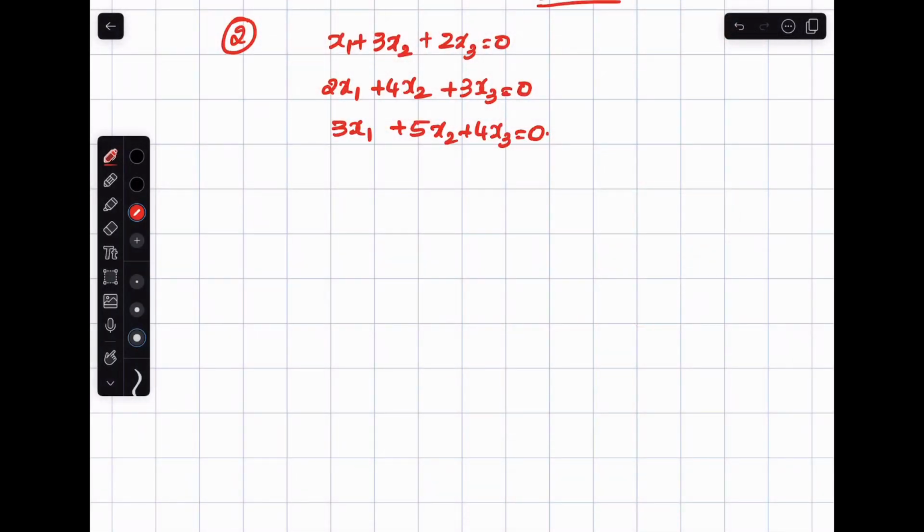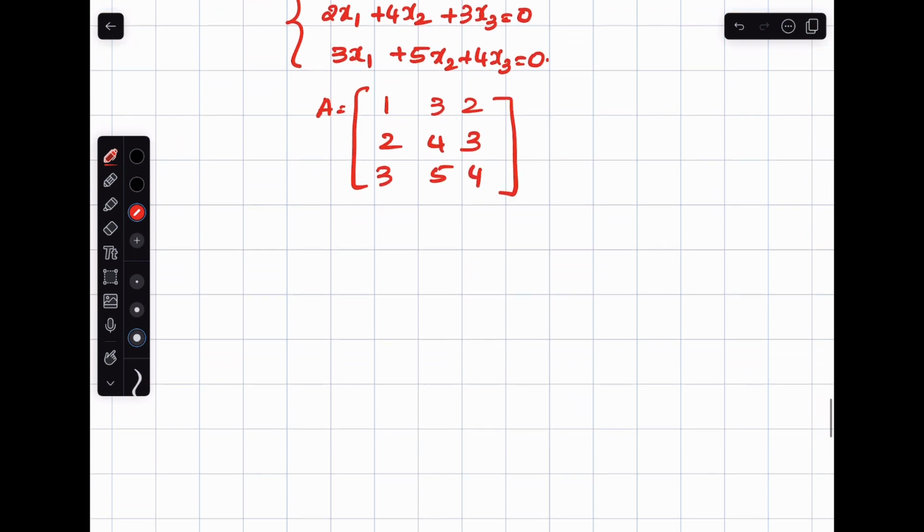Now let us take one more example. The three equations are given here, which is obviously in Ax equal to 0 form, but is it in reduced row echelon form? No. So first let us write the matrix form, which looks like this. Now you have to reduce it to reduced row echelon form.